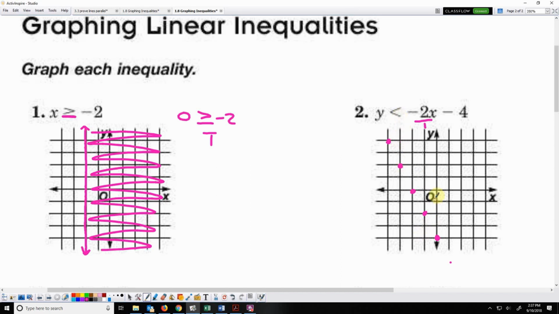And this one is less than but not equal to, so this border does not satisfy the inequality. So that border is open, it is a dotted line. So we will test the origin. 0 is less than -2 times 0 minus 4. So that 0 is less than -4. And that is not true. 0 is not less than -4. That is a false statement. So the origin right here does not satisfy the inequality.